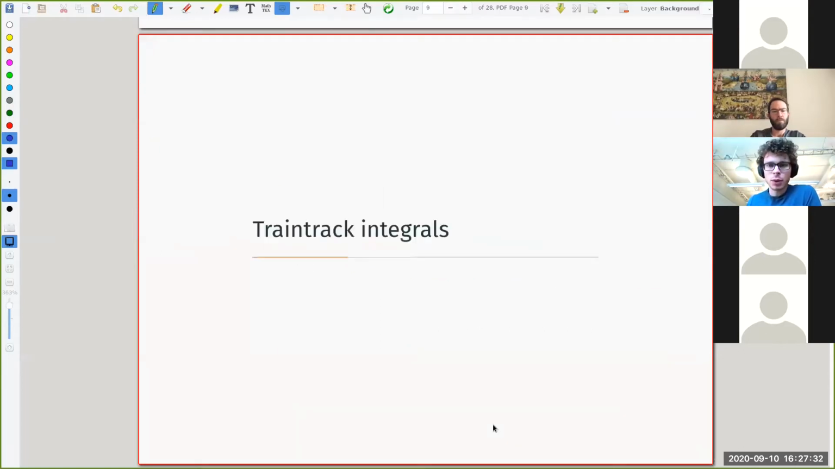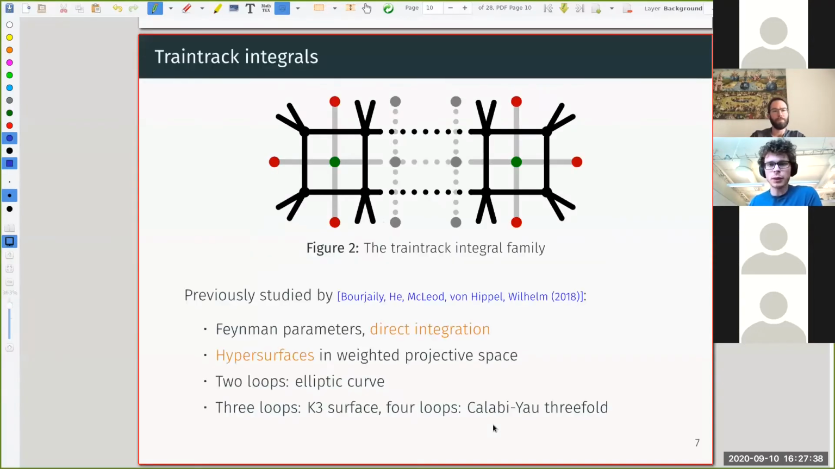Okay, so now we can look at these more complicated integrals, these train track integrals. As I already mentioned, these are basically a bunch of box integrals that are next to each other. So again, that's drawn here. In particular, they were studied a lot by these people in 2018. What they did was they used this method that I said earlier, this direct integration approach.